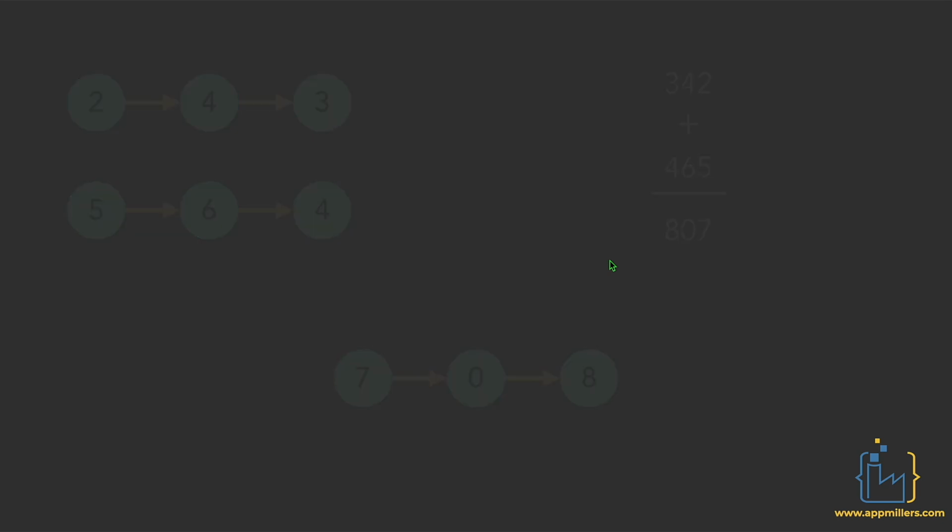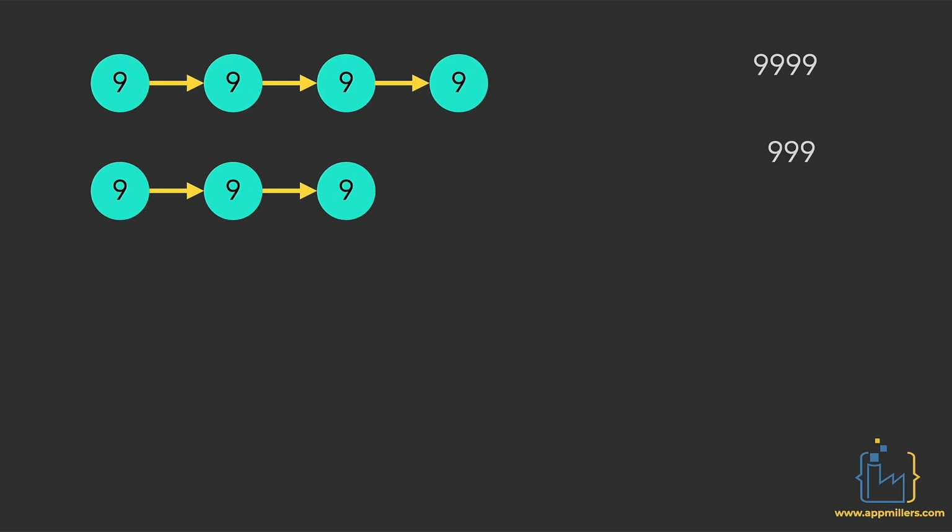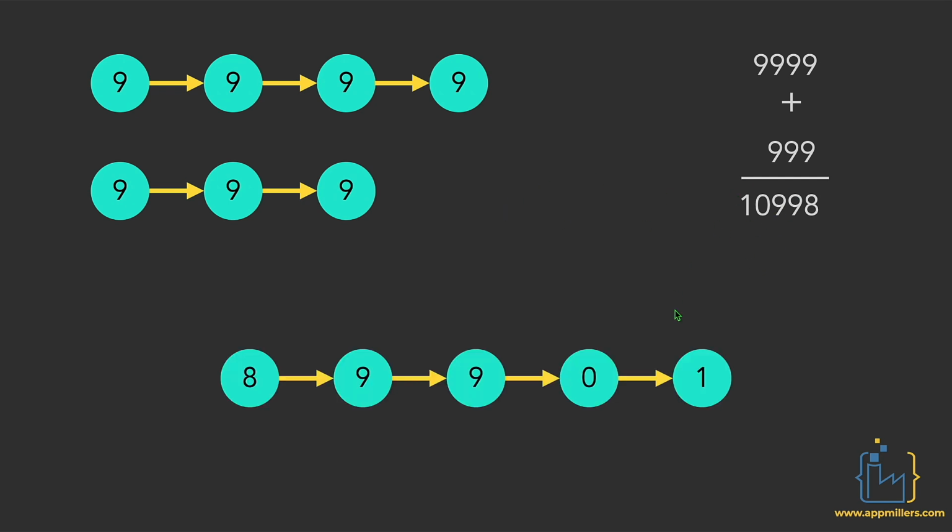Now let's look at more complex example. So let's say as a first linked list we have something like this, which includes 4 9s. If you read it in order or in reverse order, the number is not changed. And let's say we have another linked list like this, which includes 3 9s. Now if we sum them up, it's going to be 10,998. And we need to put this one in the linked list like this in reverse order. So the output linked list is going to be like this. So with these examples, hopefully everything is clear about the problem statement.